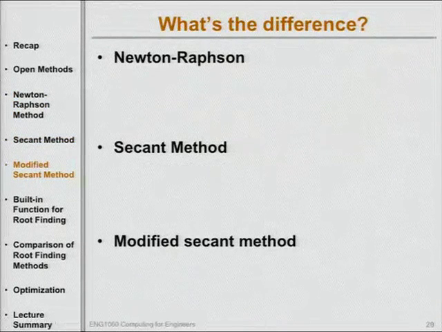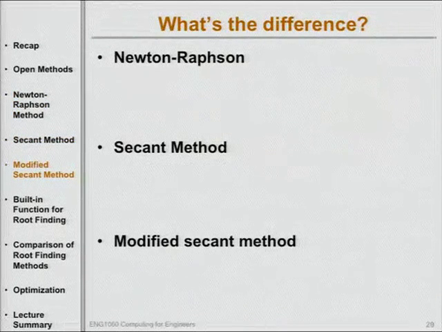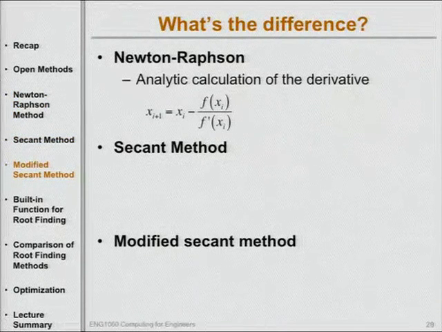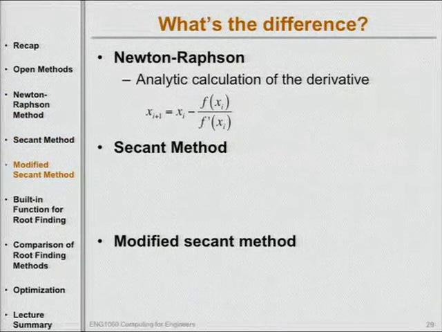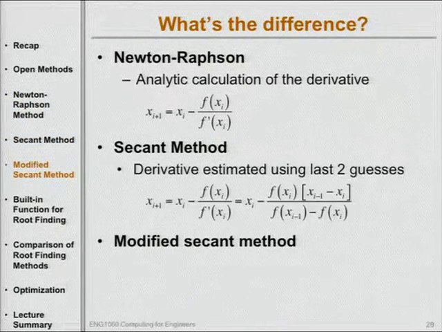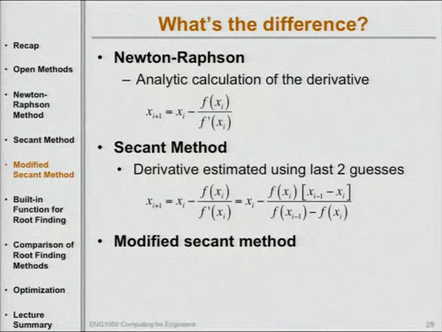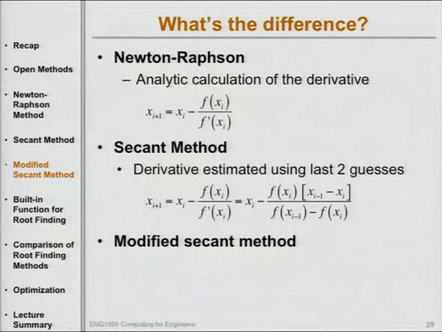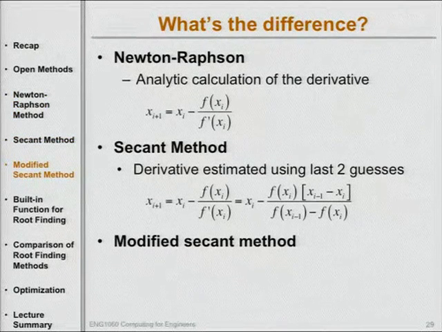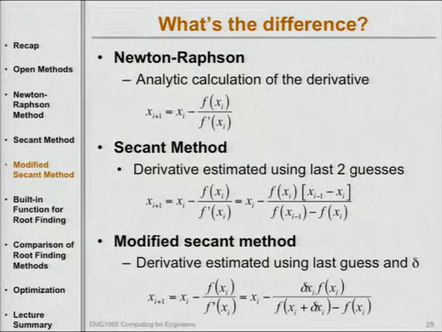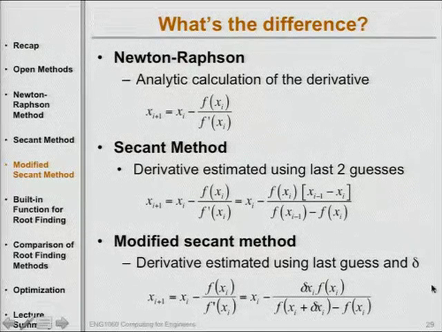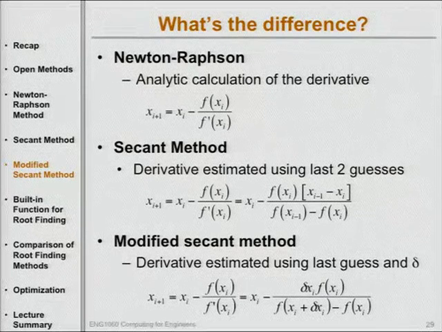So what's the difference between these three methods? Really, it's Newton-Raphson, we use an analytic estimate of the derivative. The secant method, you make an estimate of the derivative using the last two guesses in your algorithm. The modified secant method, you use a derivative estimated on your last guess and some small delta, some small parameter that you want to put in. From the point of view of implementing these things, they're exactly the same.